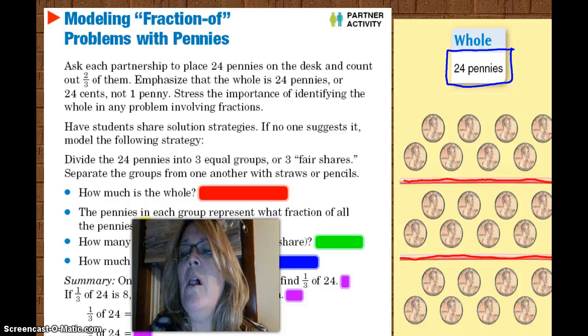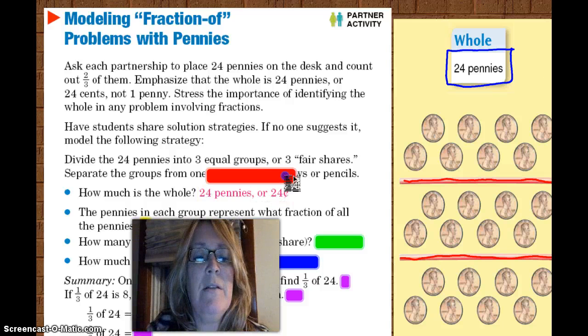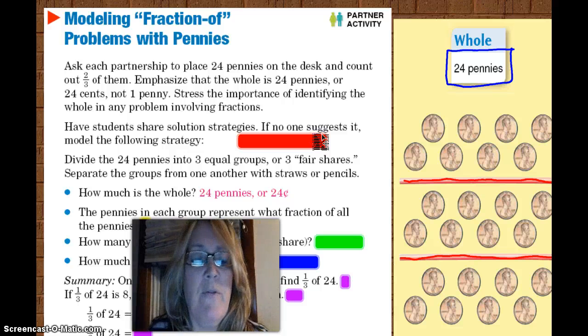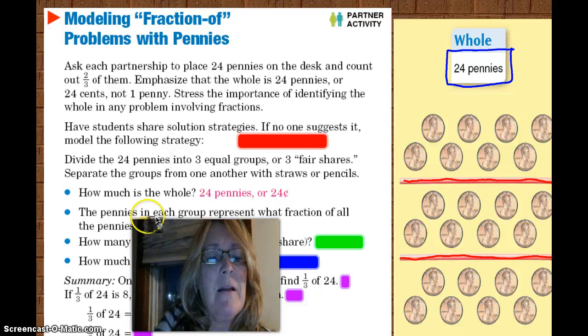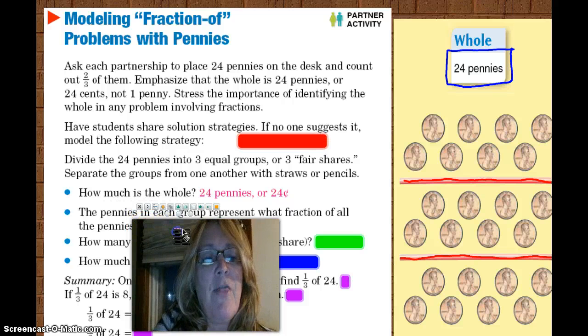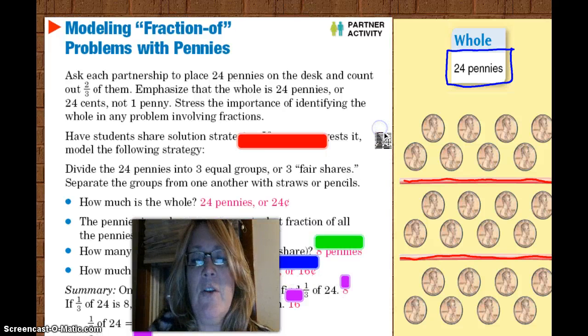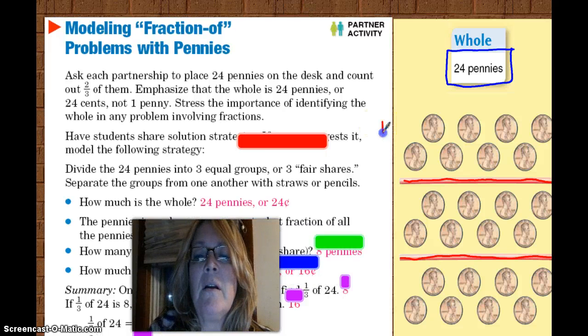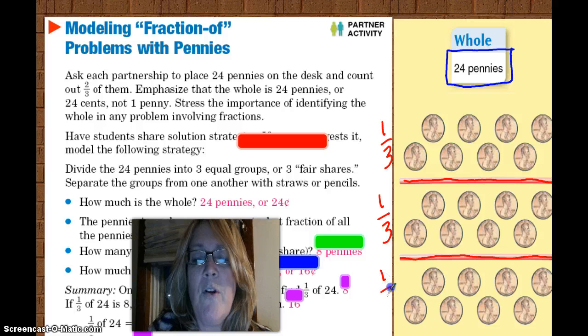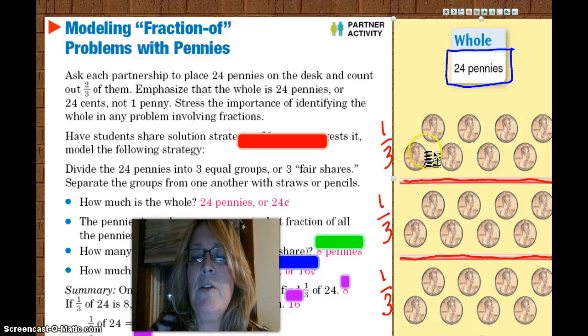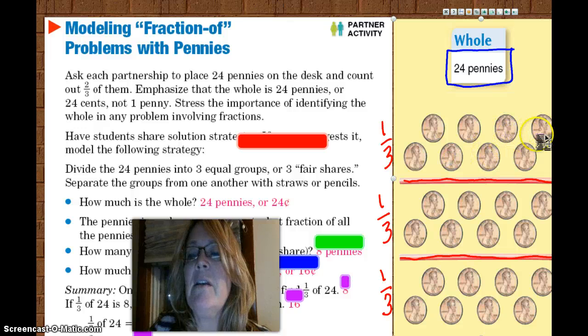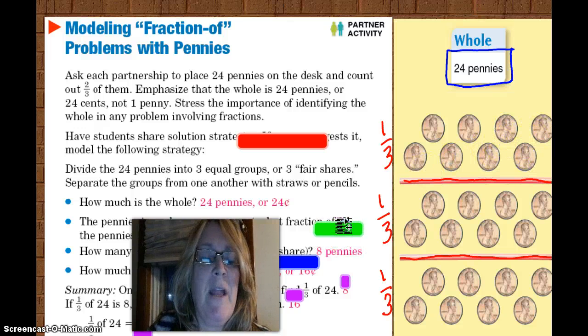So how much is the whole? Again, the whole is 24 pennies, or 24 cents. The pennies in each group represent what fraction of all the pennies? They equal 1/3. This is 1/3. This is 1/3. And this is 1/3. How many pennies are in each group? Well, if you count 1, 2, 3, 4, 5, 6, 7, 8, there are 8 pennies.